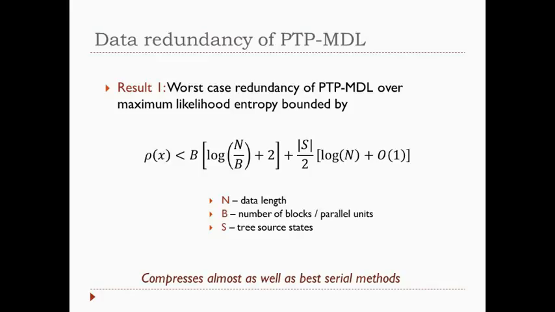Now, what you can see is that we indeed have s over 2 log n, which is basically the Rissanen bound, and we also have another term of pretty much b log n over b. And that other term is typically quite small because the degree of parallelization is often much, much smaller than the number of states. Because of that, this approach compresses almost as well as the best serial methods.